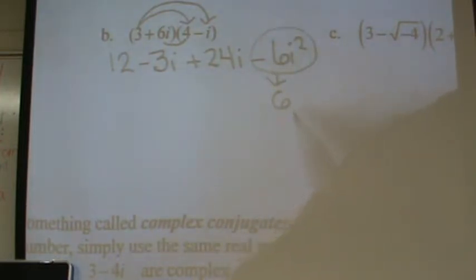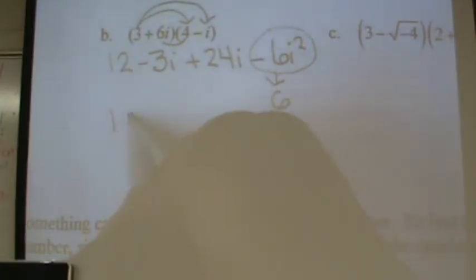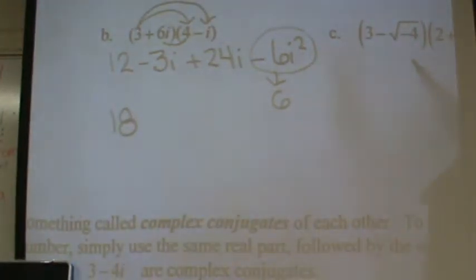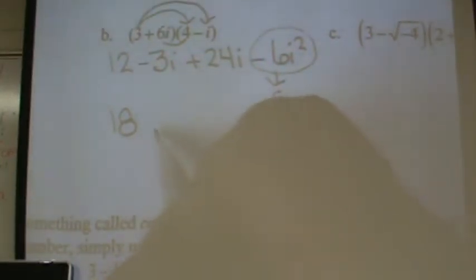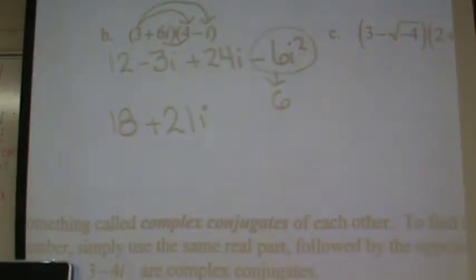What do you do with that 6? You add it to 12. Good. Or subtract it? You would add it, because it's a positive 6. Okay, so 12 and 6 is what? 18. What do I do with negative 3i and 24i? What do you get? 21. Now that's in standard form, it's a plus bi format, right?